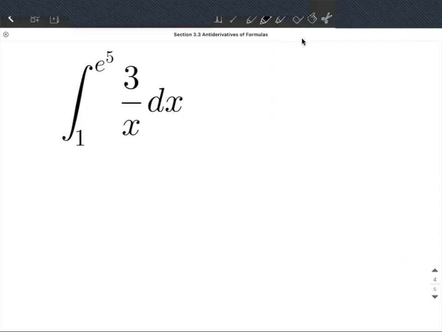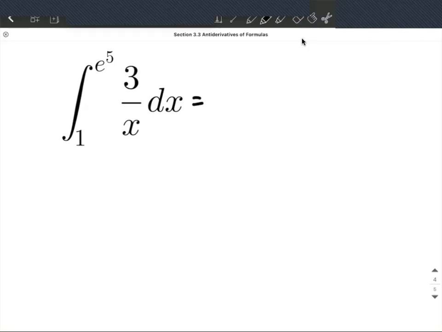Okay, a definite integral, taking an antiderivative. In this case, we have x to the first power down in the denominator. Now, I know a lot of people want to get started and write that with a negative exponent, but this is kind of our special case where you can't use the power rule in this one.